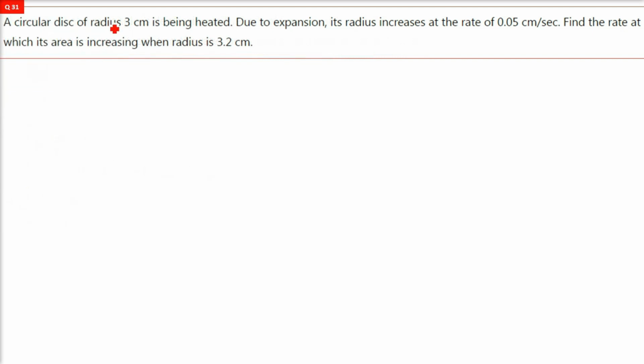A circular disc of radius 3 centimeter is being heated. Due to expansion, its radius is increasing at the rate of 0.05 centimeter per second. So radius is 3 centimeter. dr by dt is increasing, so it will be positive 0.05 centimeter per second. Find the rate at which its area is increasing. So dA by dt is what we have to find out when the radius is 3.2 centimeter.